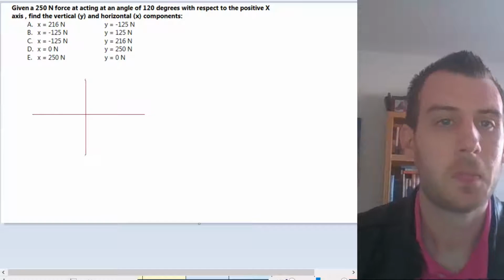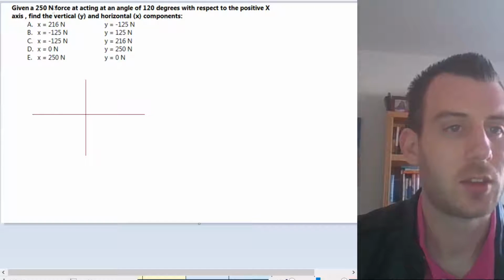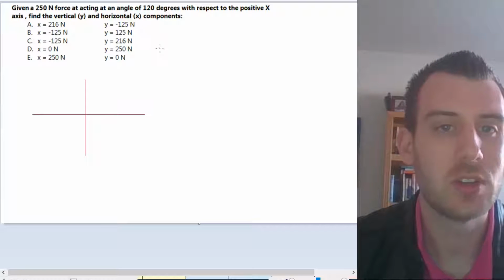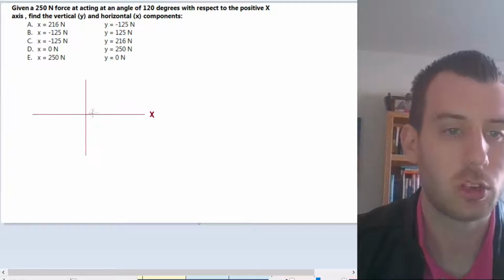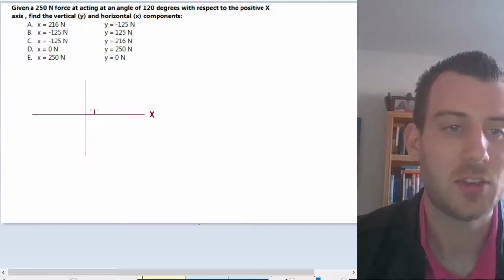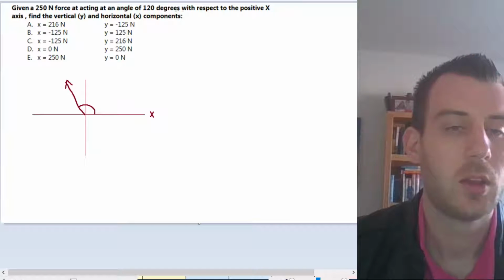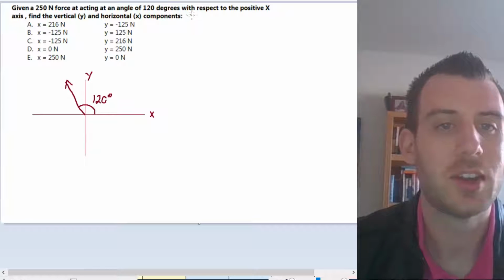Where are we talking about? Well, let's see, I'm looking at a 250 Newton force acting at an angle of 120 degrees with respect to the positive x-axis. Well, this is my positive x-axis. 120 degrees is going to take me past 90, and then about 30 degrees past 90 is going to give me something right about there. Alright, and this is my 120 degrees. This is my y-axis.